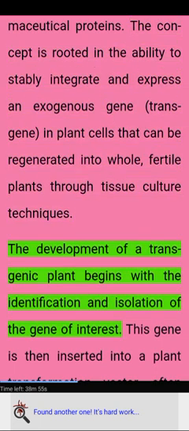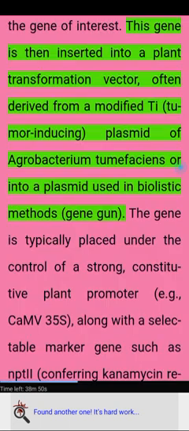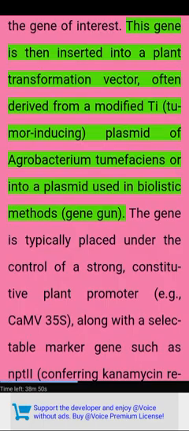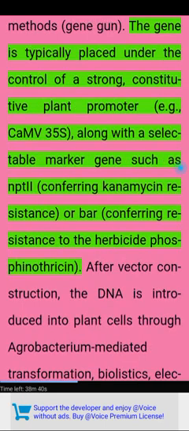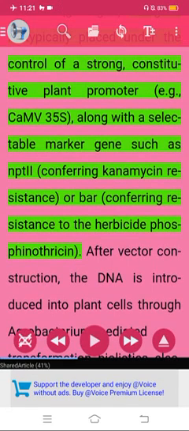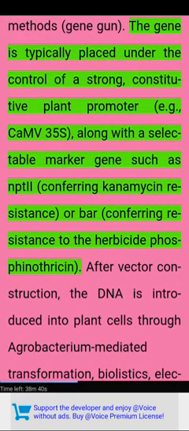The development of a transgenic plant begins with the identification and isolation of the gene of interest. This gene is then inserted into a plant transformation vector, often derived from a modified Ti, tumor-inducing, plasmid of Agrobacterium tumefaciens, or into a plasmid used in biolistic methods, the gene gun. The gene is typically placed under the control of a strong, constitutive plant promoter, e.g., CaMV 35S, along with a selectable marker gene such as NPTII, conferring kanamycin resistance, or BAR, conferring resistance to the herbicide phosphinothricin.